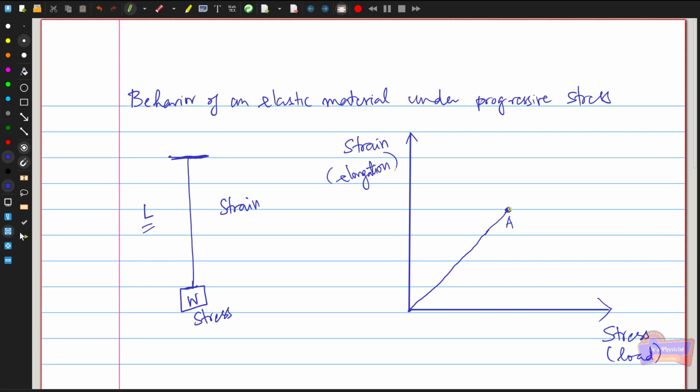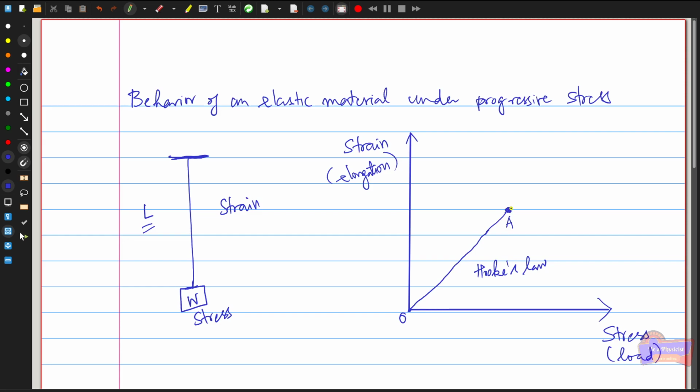When the stress has reached this point and you keep on increasing the load, the relation between stress and strain will no longer be linear. From point O to A, Hooke's law holds good. That means the material obeys Hooke's law, and there is a linear relation between stress and strain, so you get a straight line from O to A.